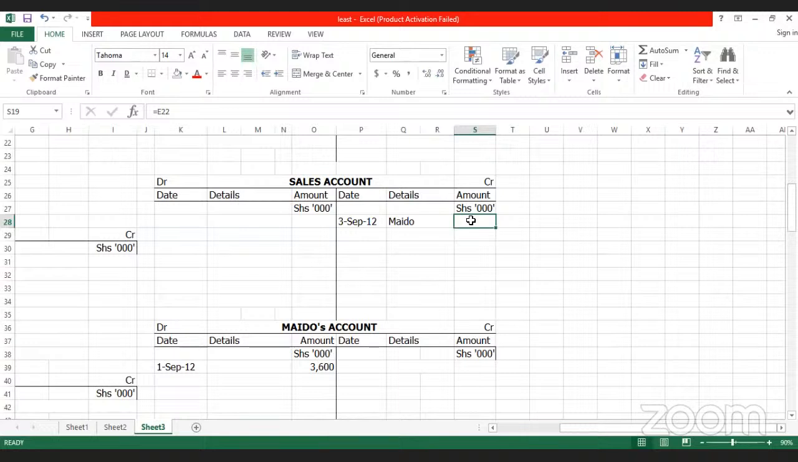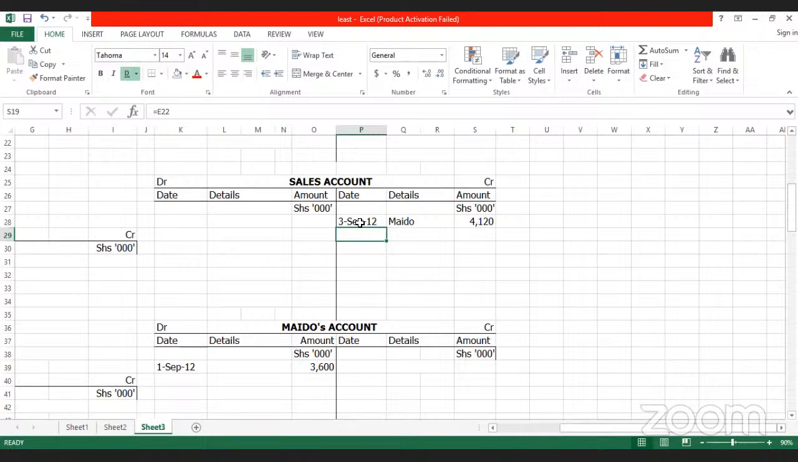How much are the sales to Maido? 4,120,000. For 120, that's Maido.